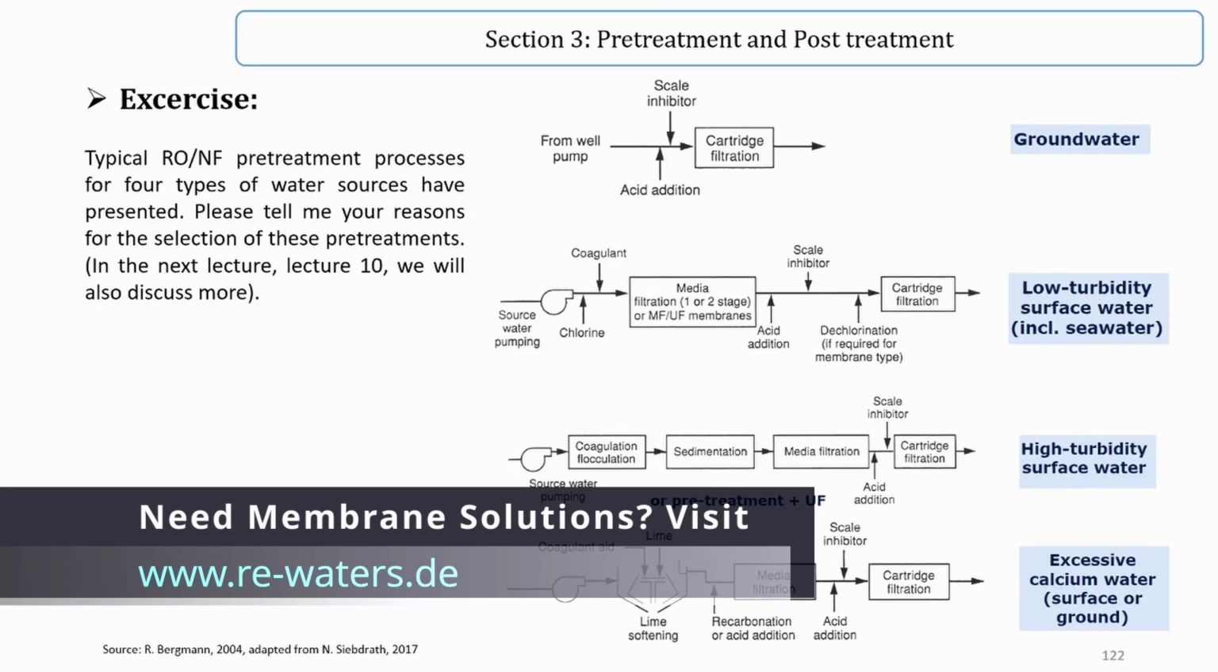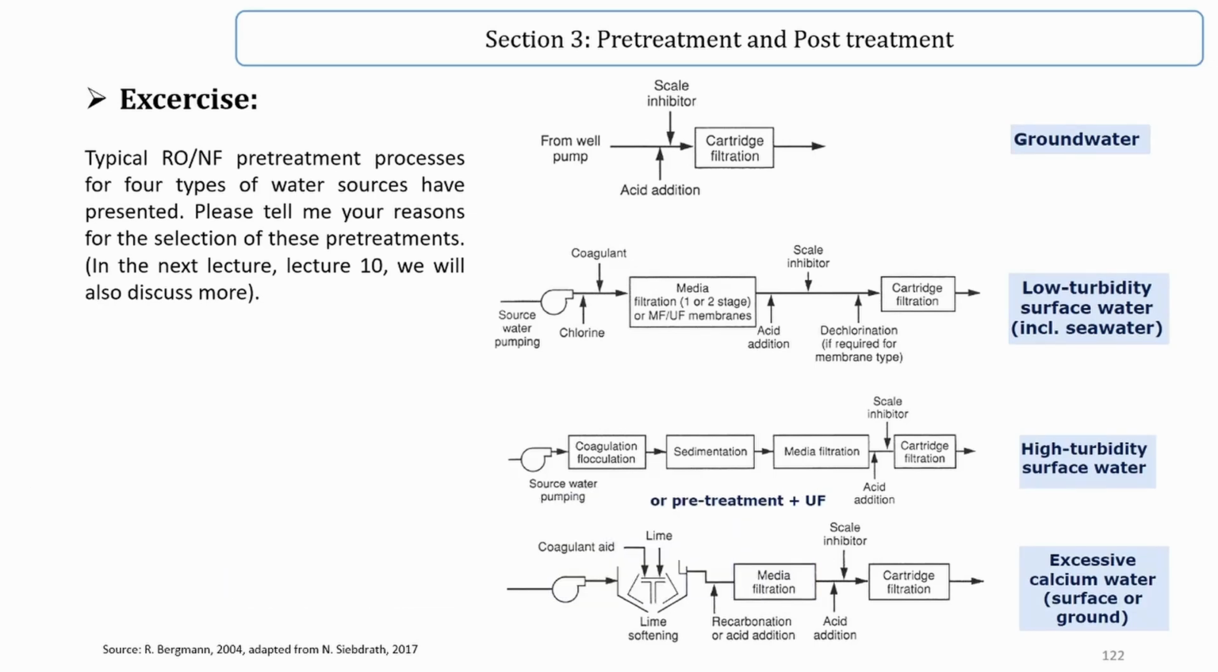Exercise. Typical reverse osmosis and nanofiltration pretreatment processes for 4 types of water sources are presented. Please tell me your reasons for the selection of these pretreatments. In the next lecture, lecture 10, we will also discuss it more.